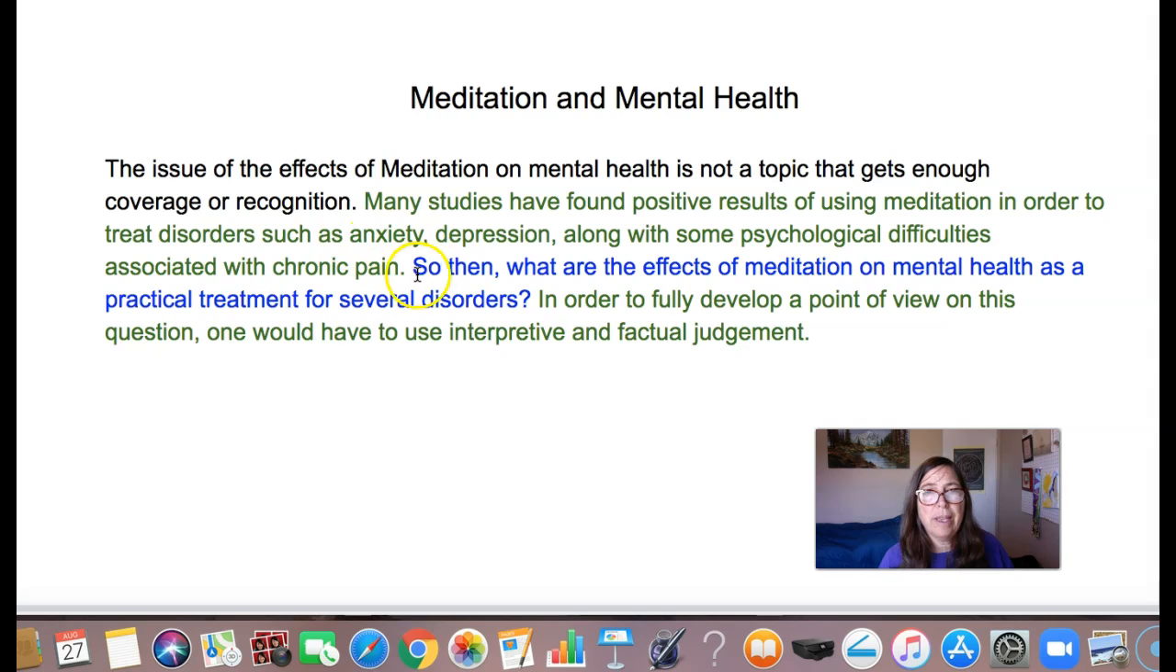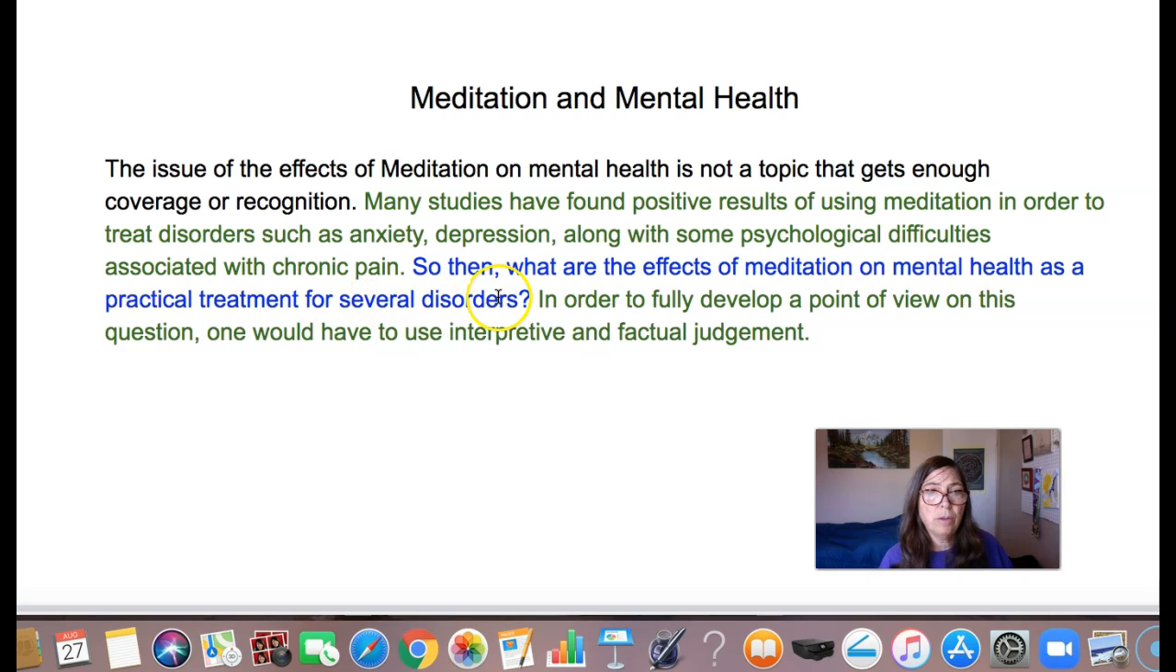Let's also look at the inquiry sentence itself. So then, what are the effects of meditation on mental health as a practical treatment for several disorders? That's a very broad topic. First of all, she has put in here several disorders, and then she's not said anything about specific effects. She's made it very broad.